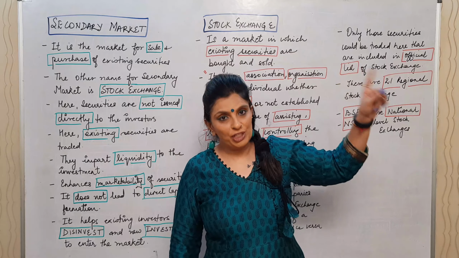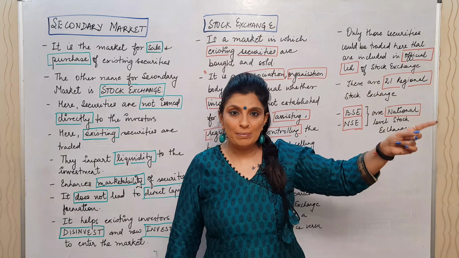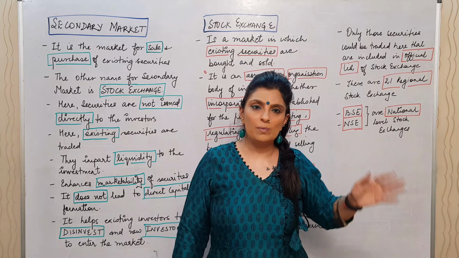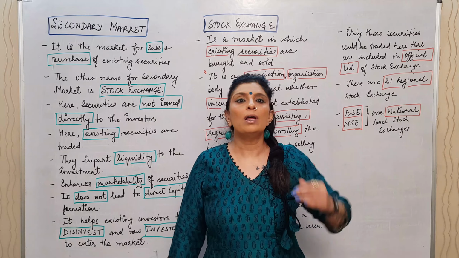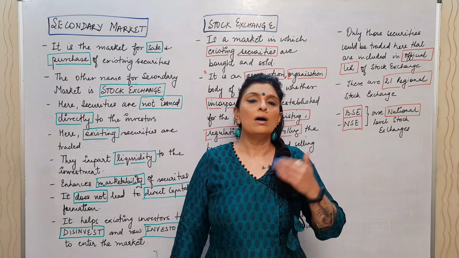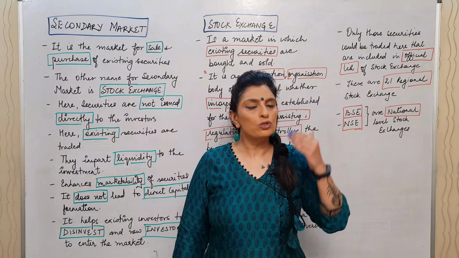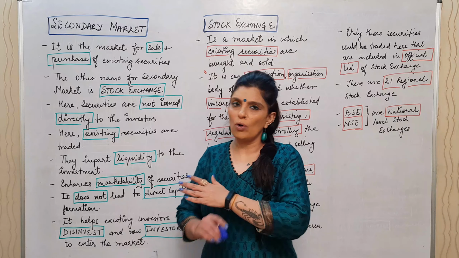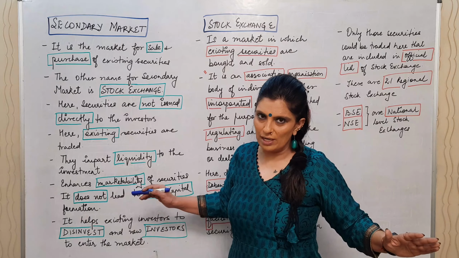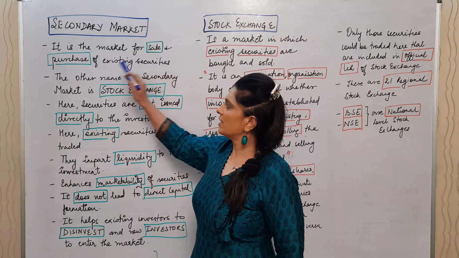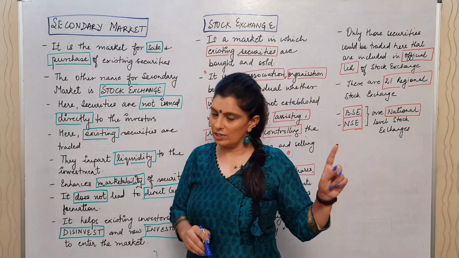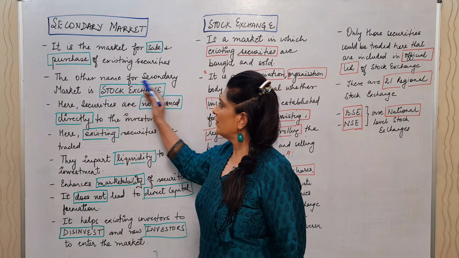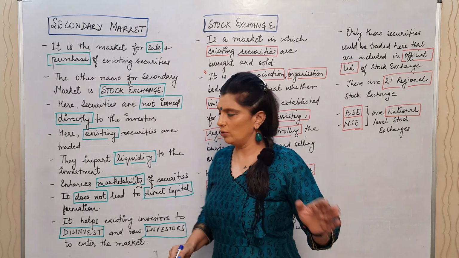So that means shares which were issued in the primary market, once a person keeps those shares for some time and wants to sell them later on, he goes nowhere else but to a secondary market, that is, to the stock exchange. So let's read what stock exchange and secondary market have to tell us. It is a market for sale and purchase of existing securities, of course, which have already been sold for the first time. The other name for secondary market is stock exchange, that we know already.